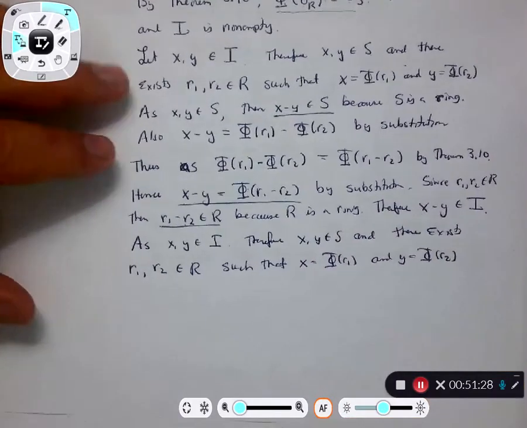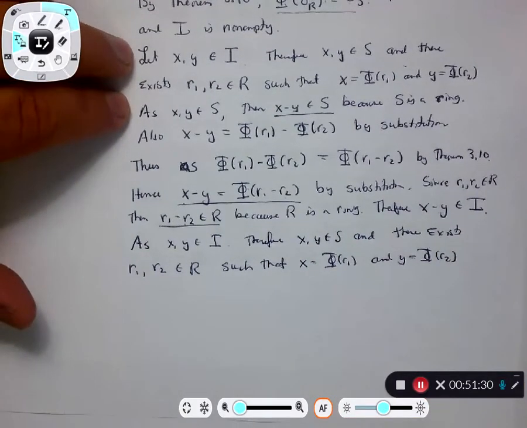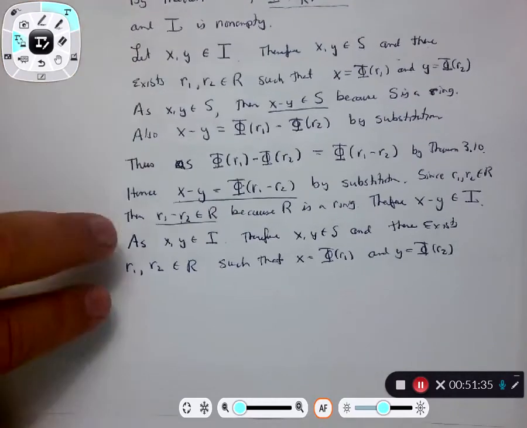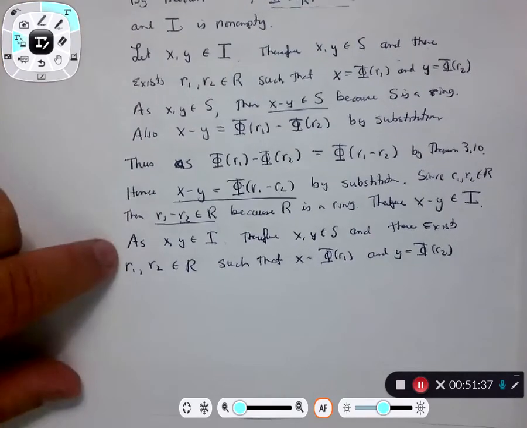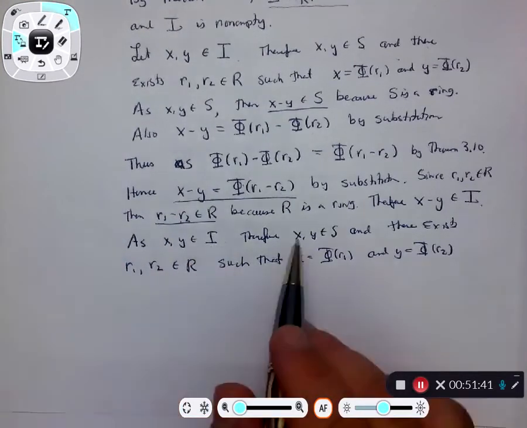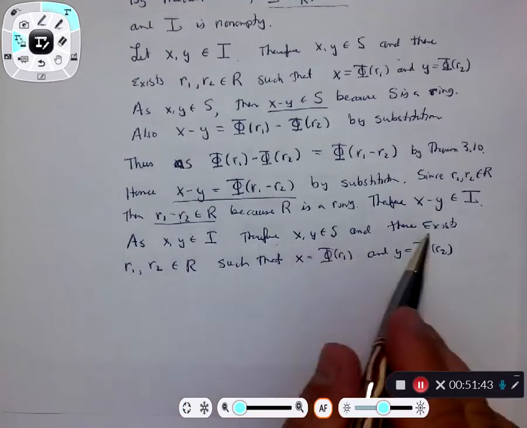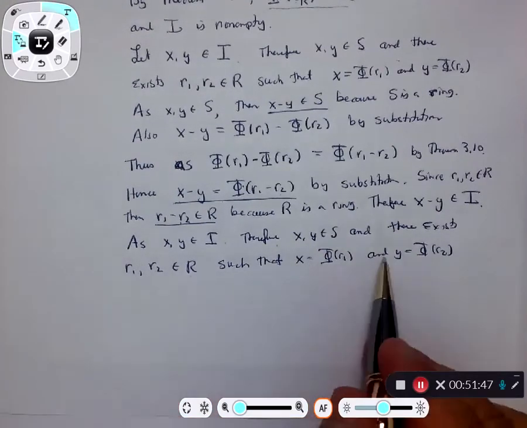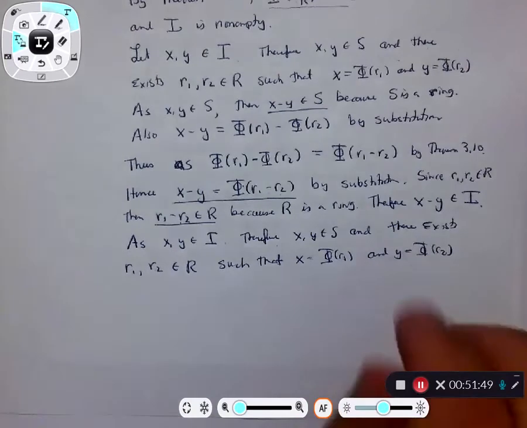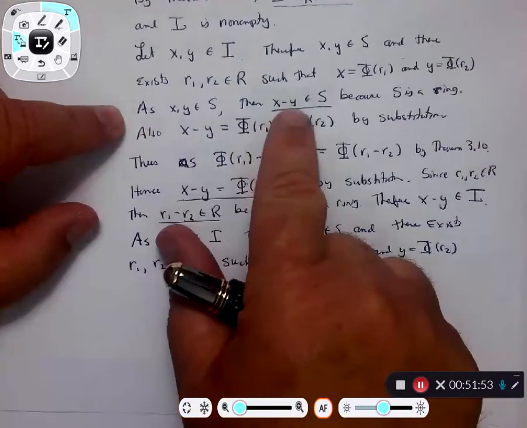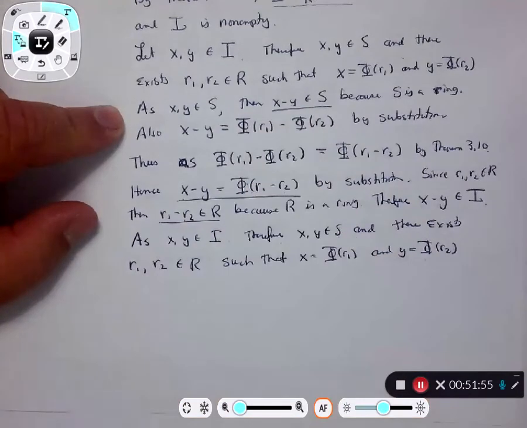I mean, I literally just copy that first line from showing the closure under subtraction. I'm going to recall it, so instead of let, I'm going to continue on as and copy it exactly. X and y are elements of I, therefore x and y are elements of S, and there exists an R1 and R2 elements of R, such that x equals phi of R1 and y equals phi of R2. I mean, it's completely copied. And I'm going to continue on copying, except remember, where there's a subtraction, I'm going to now put in a multiplication.